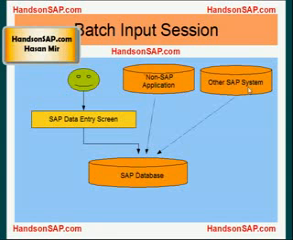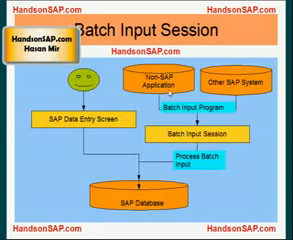So how does that process happen? First, the data is stored as a batch input session. The batch input program could be used to read the data from the external world and to save the data as a batch input session. Then another program called process batch input runs, which reads the data stored under the batch input session and feeds that into the SAP database.